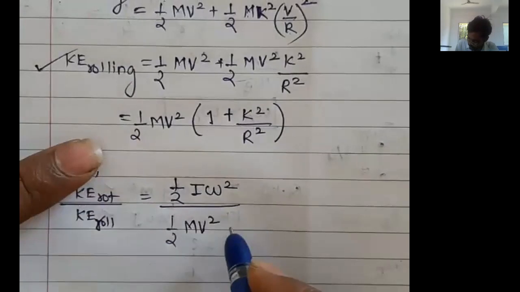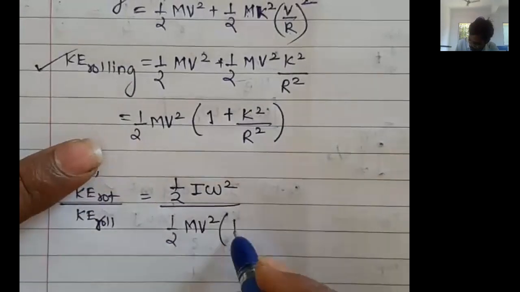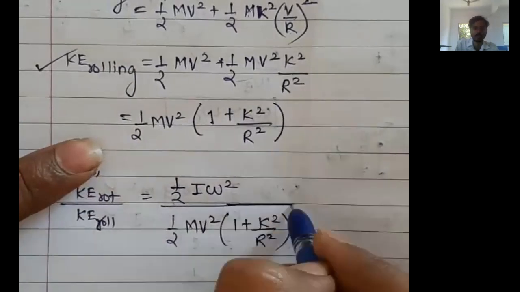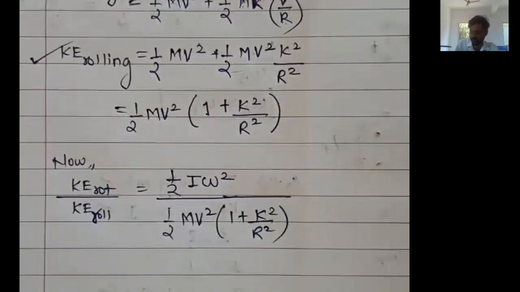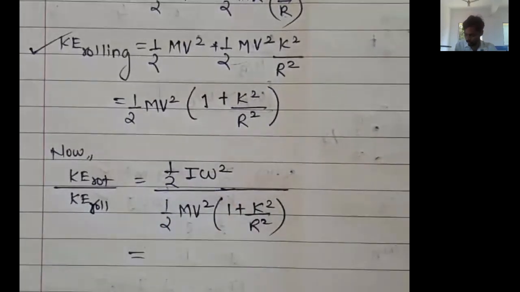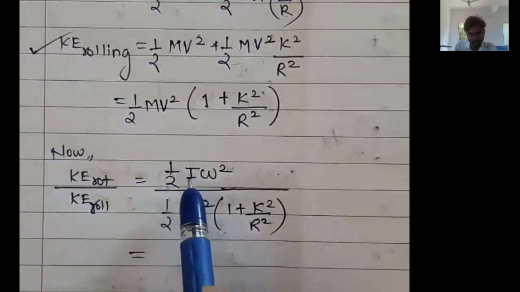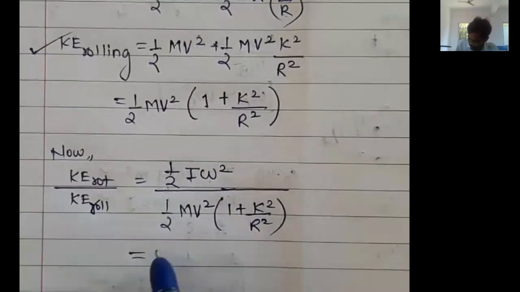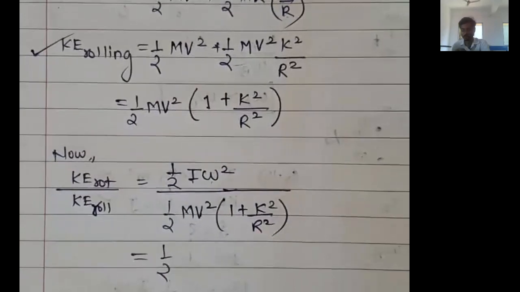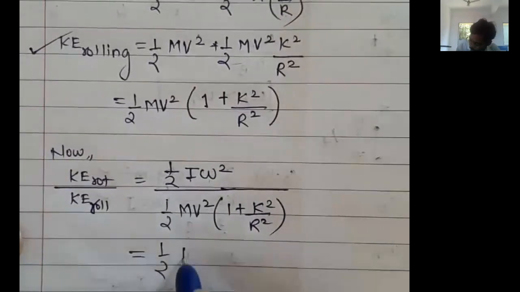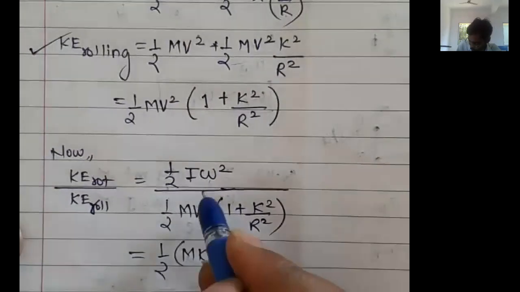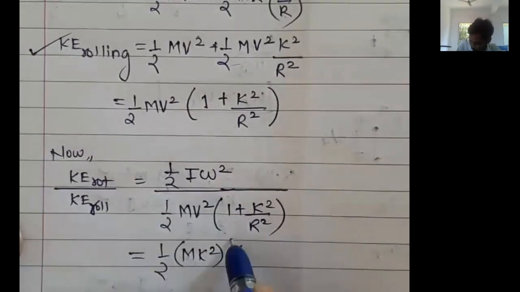1/2 mv square into bracket 1 plus k square upon r square. Sir, this 1/2 can be cancelled, but what to do of this I and omega? Again same replacement. How to replace I? I is equal to mk square. Moment of inertia can always be replaced by mk square. Yes sir, I can be replaced. Omega is equal to V upon R. Let us do that replacement.